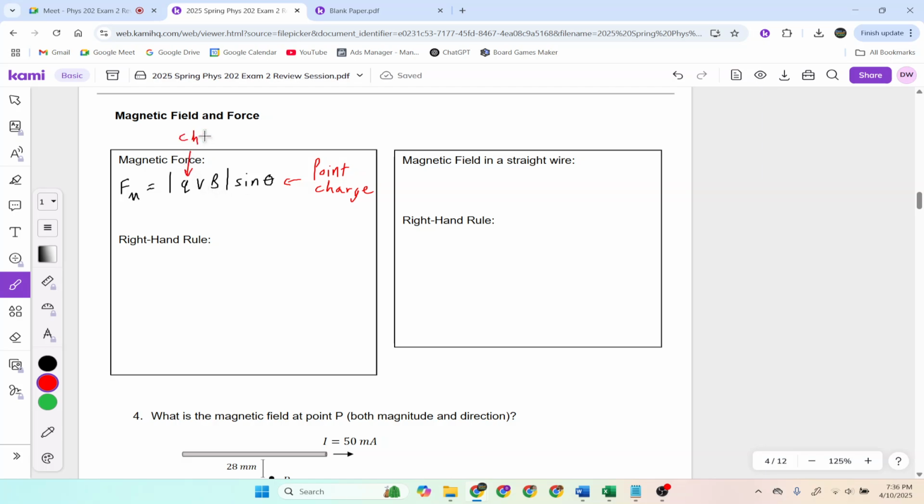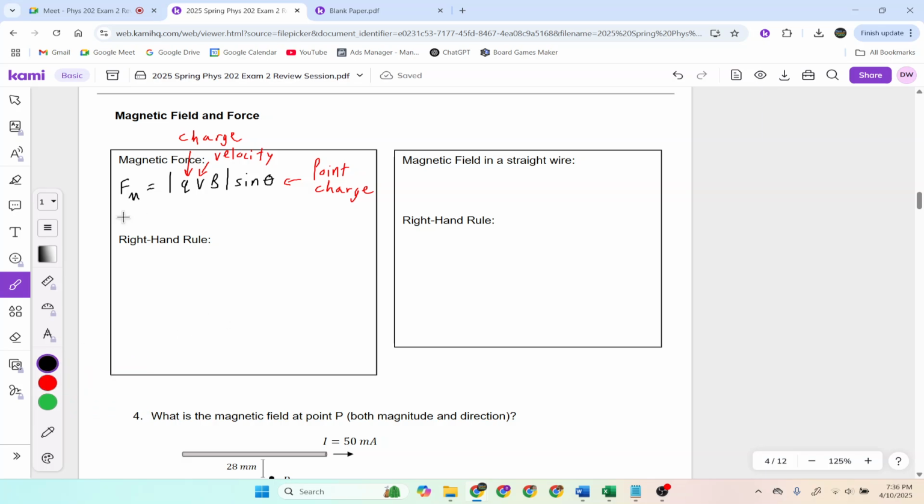This Q is charge. This V is velocity, not voltage. It is velocity. And B is the magnetic field, but I don't have room to write that. B is the magnetic field. Sine theta is always going to be 1. Technically, that's not true, but just take my word for it because 99% of the time, sine theta is 1. I'll tell you when the 1% is when it's not 1. That'll come up later today.